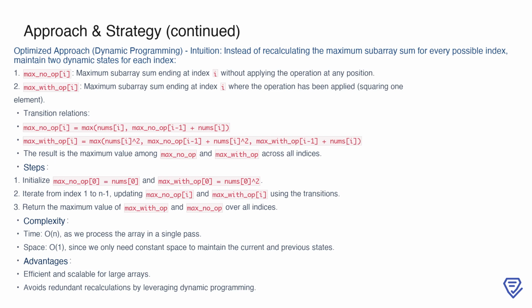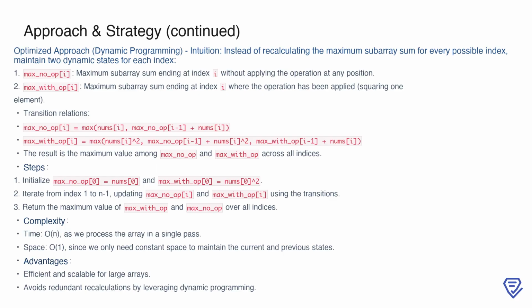The transitions are straightforward. For max_no_op, we either take the current element alone or extend the previous subarray, whichever gives a higher sum. For max_with_op, we consider three possibilities: squaring the current element, adding the squared value to the best subarray without an operation, or extending the prior subarray where the operation was already applied.